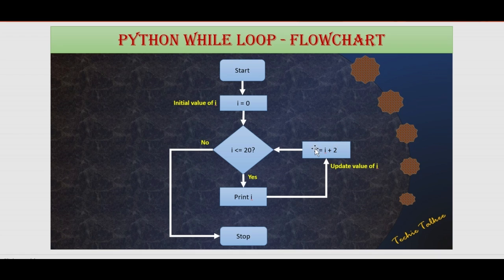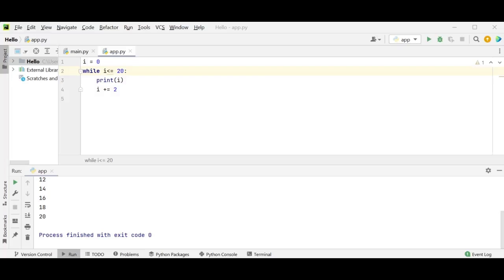In this flowchart, I'm giving the similar iteration, which is I equal to I plus 2. Again, it will check for the condition if I is less than or equal to 20. This while block keeps executing till the value of I becomes 20. And then the value of I, which is 20, gets printed. Next, again, it's getting incremented by 2. So the value of I now becomes 22.